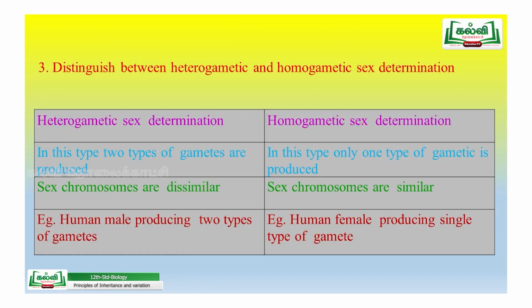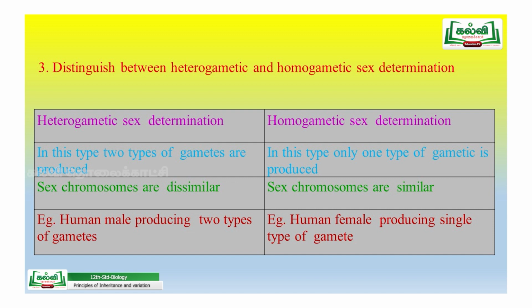Distinguish between heterogametic and homogametic sex determination. So, in heterogametic sex determination, two types of gametes are produced, and if you see in the homogametic sex determination, there is only one type of gamete produced there.